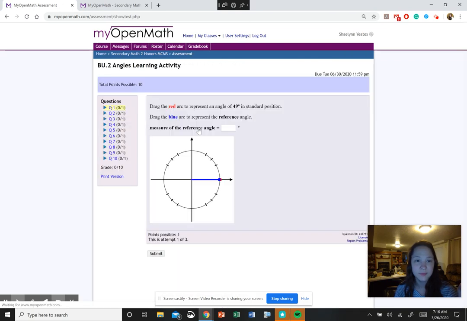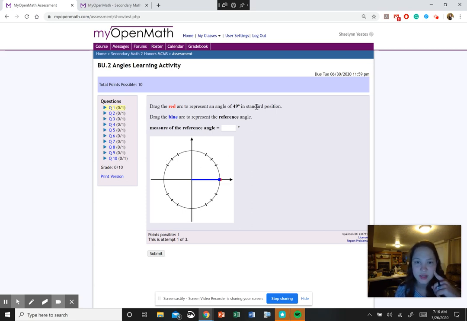So in the second one, it says drag the red to represent the angle. So I'm going to show you an angle in each of them. So I'll kind of give you an example of what that angle would be. And then I'm going to start with this one just so I can show you how it's marked correct when you do it correctly.